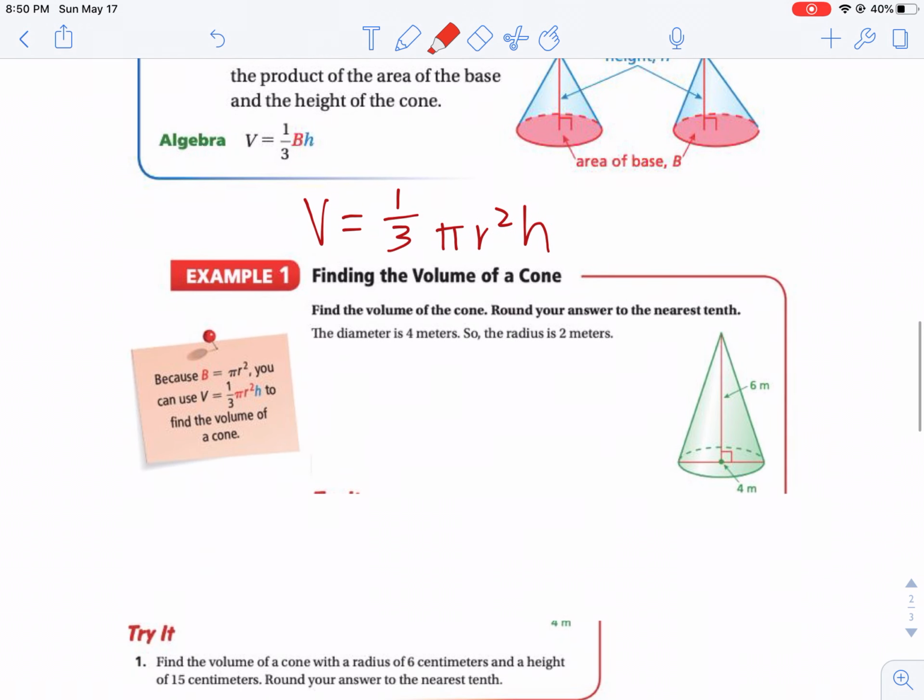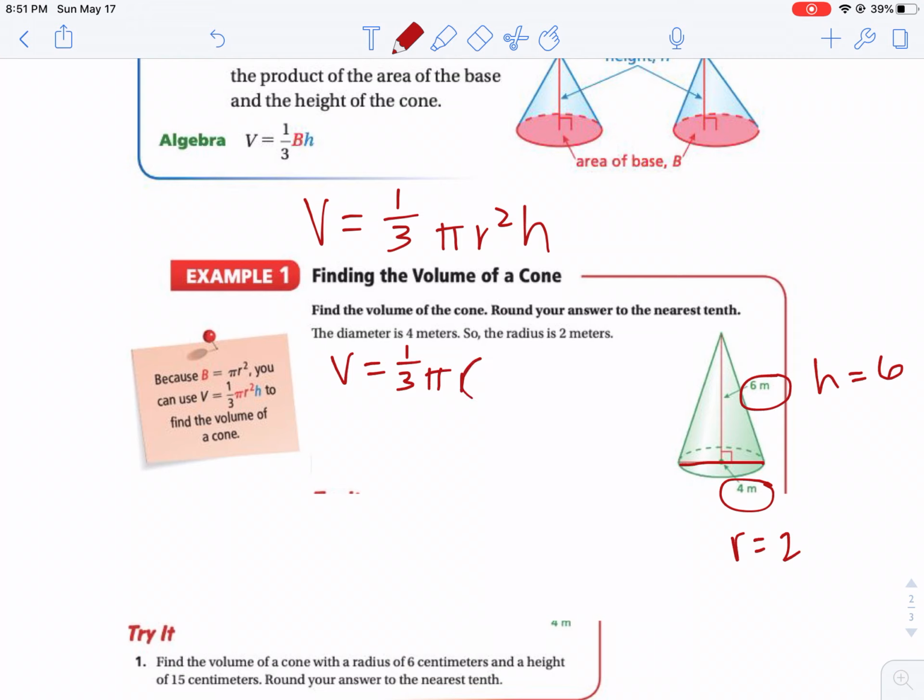So number 1 says find the volume of the cone, round your answer to the nearest tenth. They're telling us that the diameter is 4. We can see that in the picture because that red line goes all the way across. That means all the way across is 4, so the radius would be 2. And then we have our height, how tall it is, 6. So using our formula, 1/3 pi, for radius we would substitute 2, and for height we would substitute in a 6.